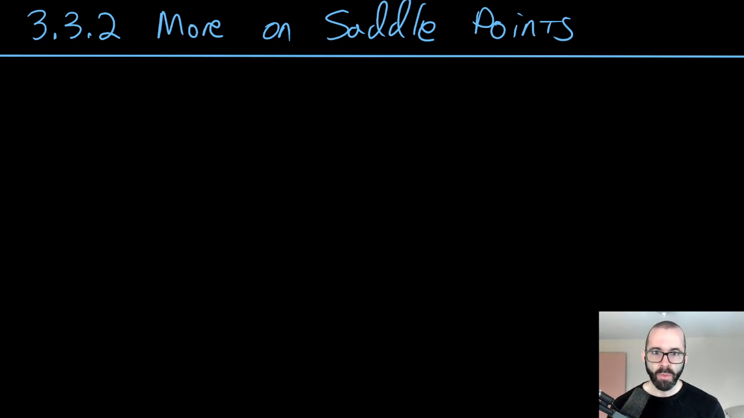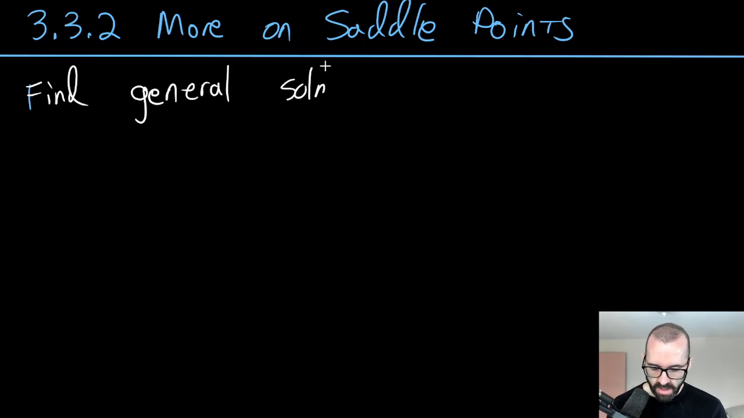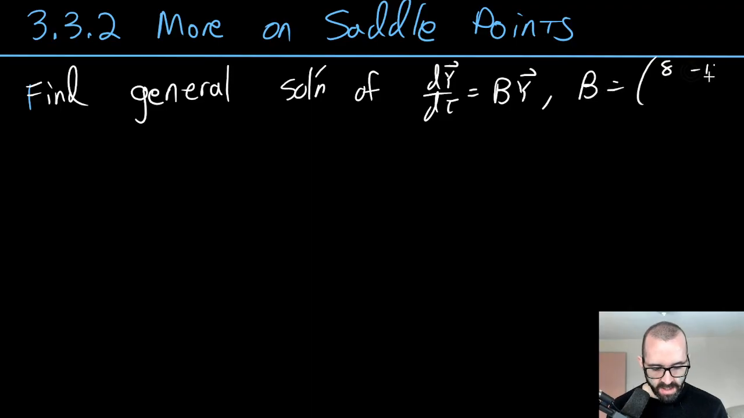Okay, let's look at more interesting saddle points because that matrix was boring. So I want you to find the general solution. I know that part of that F is blue, I'm sorry. Find the general solution of the differential equation dy/dt equals B times y, where B is the coefficient matrix 8, negative 11, 6, negative 9.